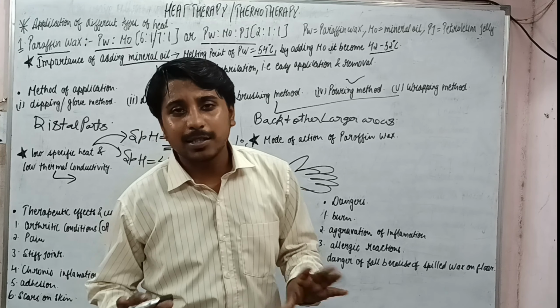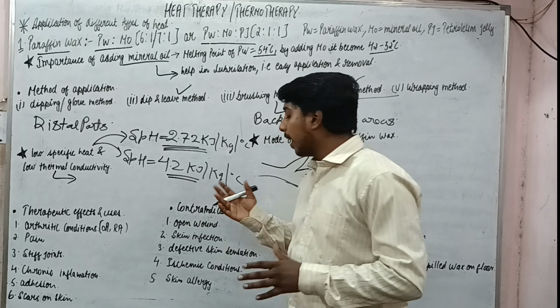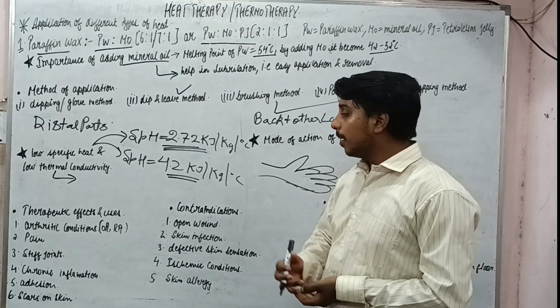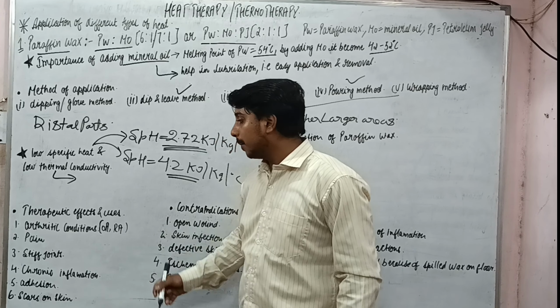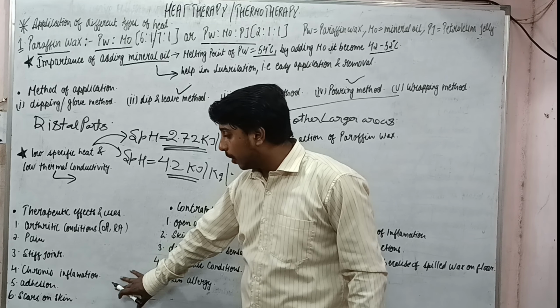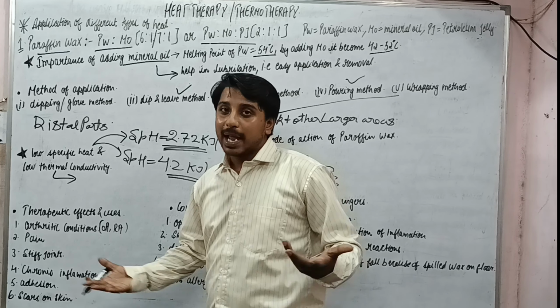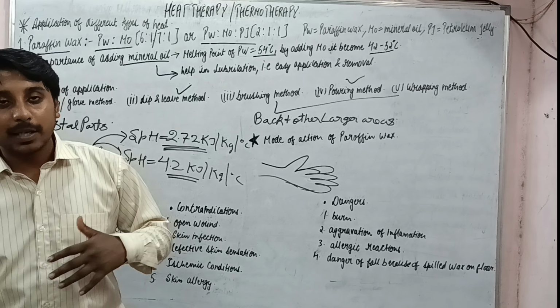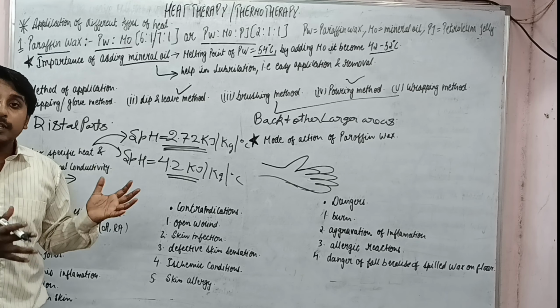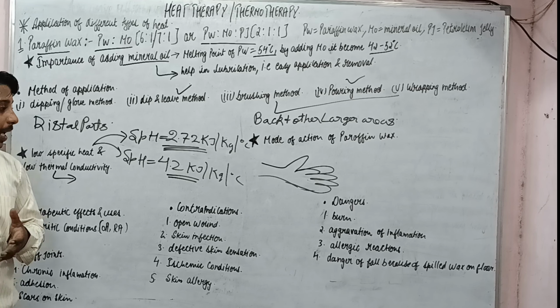And next, it is a very simple part: the therapeutic effect and contraindications are similar to what we have studied previously. OA and RA in reducing pain and stiffness, then chronic inflammation, adhesions and scars on skin. Our previous lecture was solely on the therapeutic effect. I have explained each and every therapeutic effect in that part.